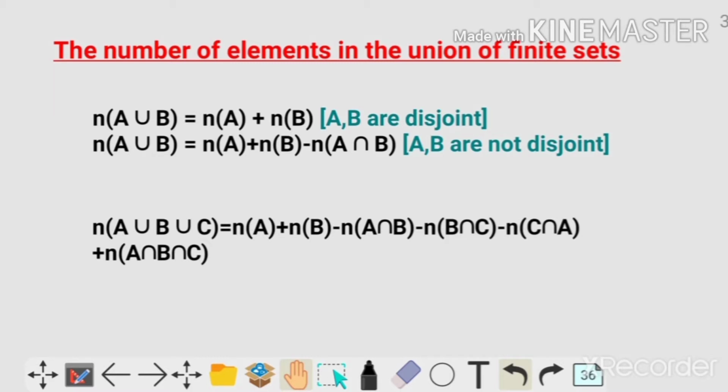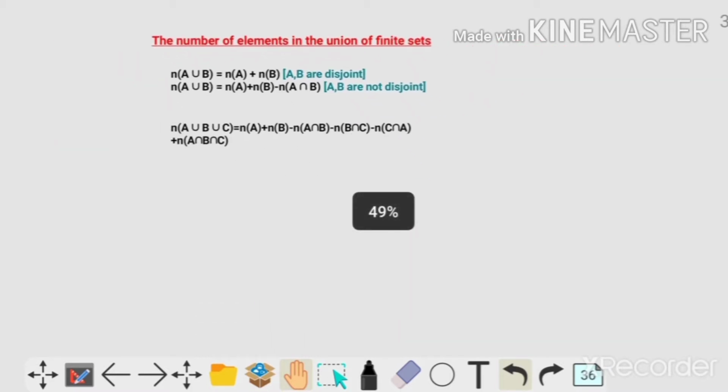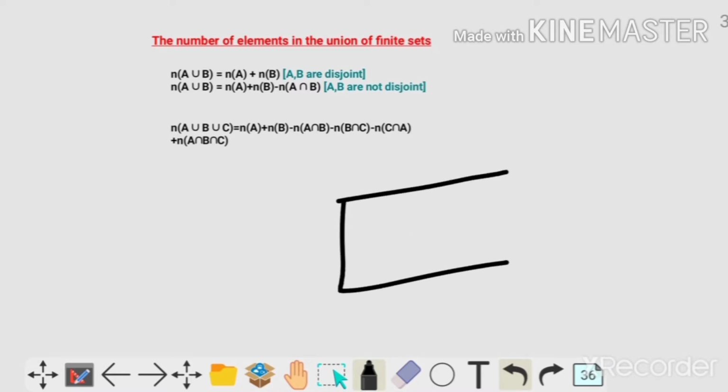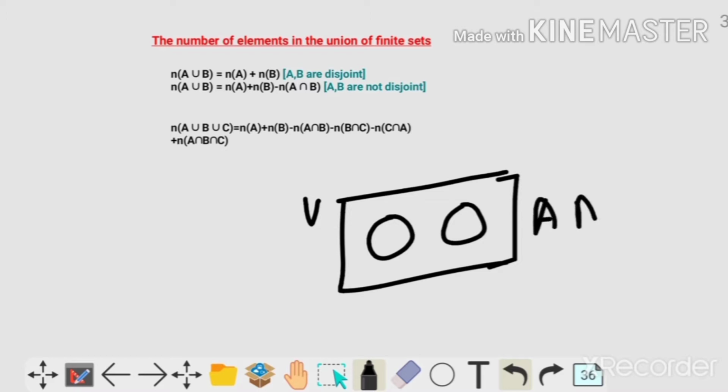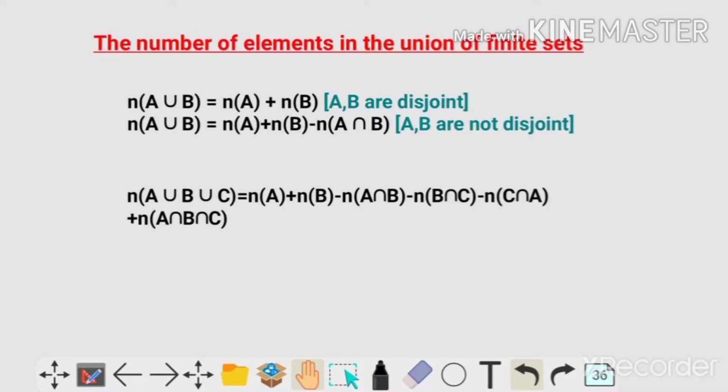So what do we mean by disjoint? If I say disjoint, it means, in this diagram of the universal set, that these sets are disjoint. That means there are no common points, so A intersection B will be phi. Only then can we say that these two sets A and B are disjoint.